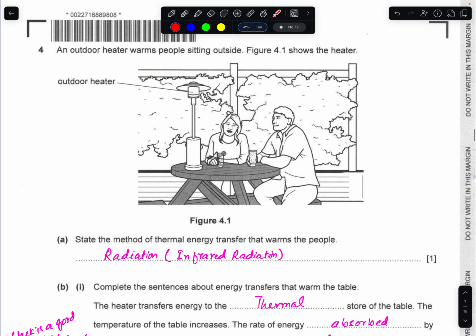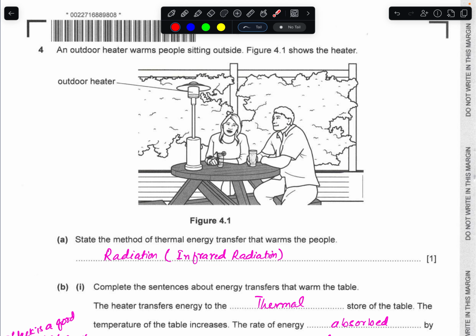Question number 4. You can see the people are sitting close to the heater. State the method of thermal energy transfer that warms the people. So how is this thermal energy, the heat energy, transferred to the people sitting close to the heater? This heater is emitting radiations, and these radiations are infrared radiations. So the energy is transferred to the people through infrared radiation.